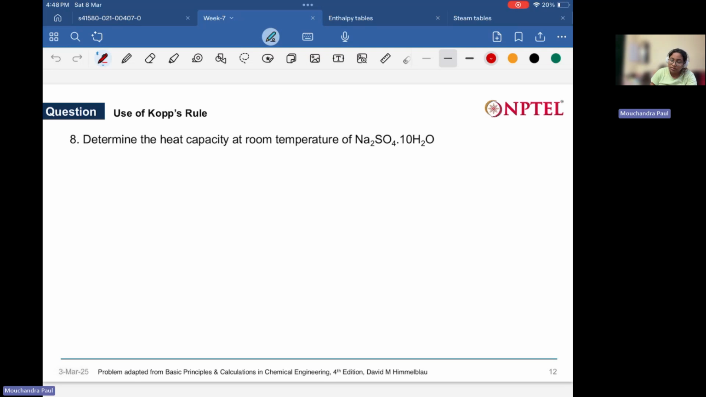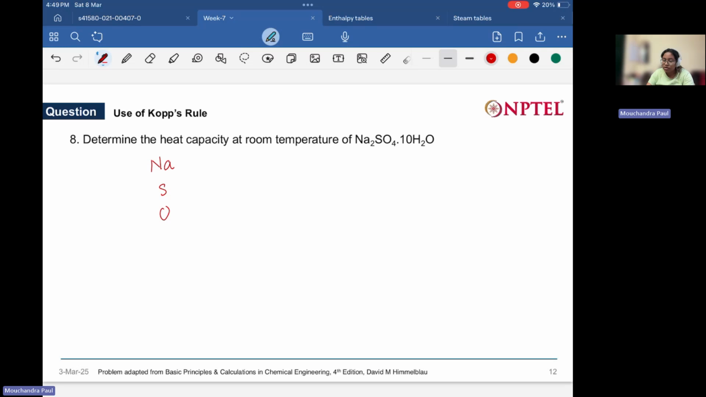This is sodium sulfate salt. So for it, Na is one element, S is one element, O, H. So these are the four elements present. So Na2, S1, O is 14, H is 20. So these are the number of atoms present in this.